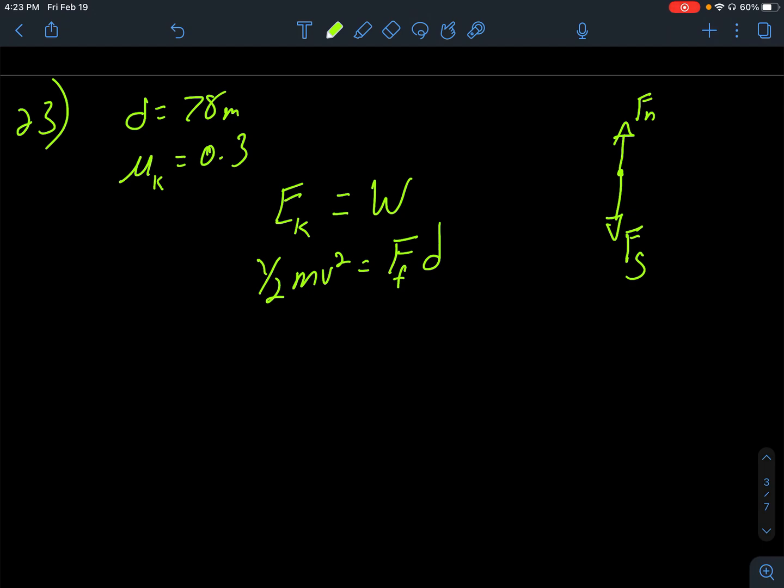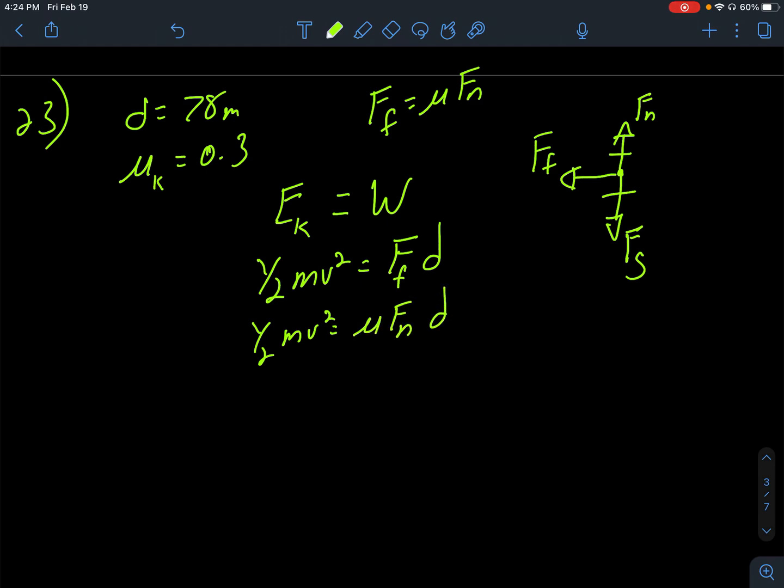And let's say the car is moving to the right, so friction would be going to the left. Cool, there we go. Normal and gravity are equal. Well, remember, force of friction is mu normal force. So we can add that into our derivation, where mu normal times the distance that we skid. Well, normal force is equal to gravity, or force due to gravity.